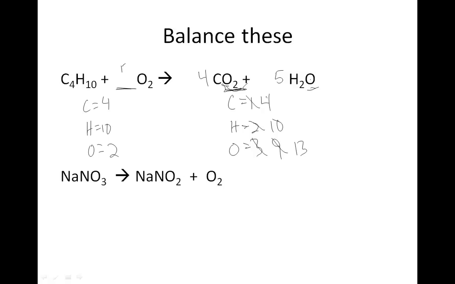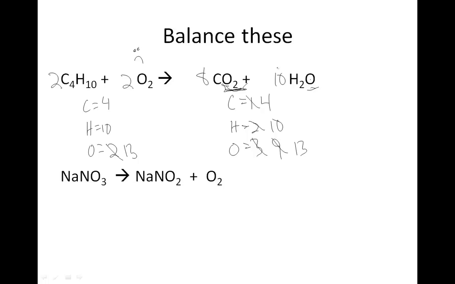Okay. If, and let's pretend, I could put 13 over 2, right? Then 13 over 2 times 2 would be 13. But no fractions. So what can I do to get rid of this fraction? I can multiply everything by 2. So 1 times 2 would be 2. 13 halves times 2 would be 13. 4 times 2 is 8. And 2 times 5 is 10. I feel like I'm in second grade doing multiplication again.